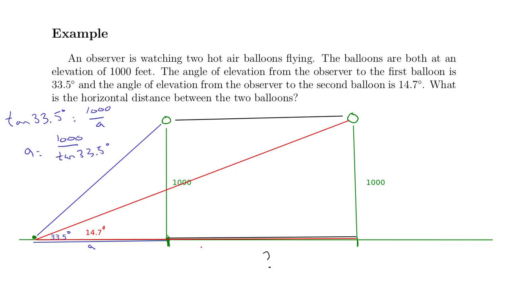Similarly, if we look at this B in red, I can set up the same kind of thing, and I'll say tangent of 14.7 degrees is going to be the opposite side of this red triangle. That's this vertical one of 1,000 again, over B. So B is going to be 1,000 divided by tangent of 14.7 degrees.